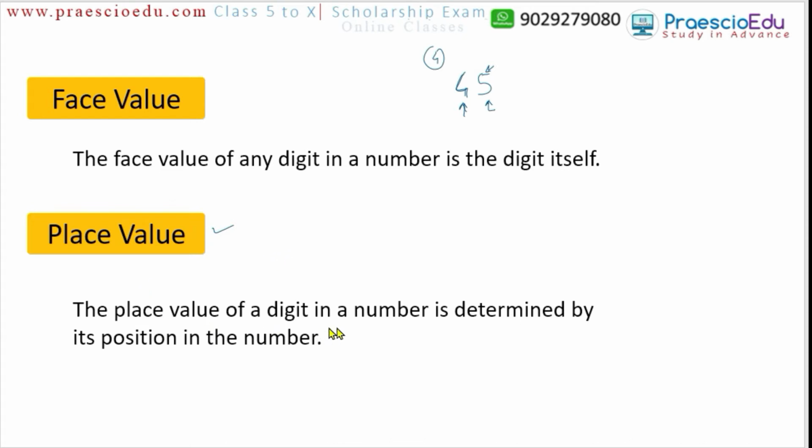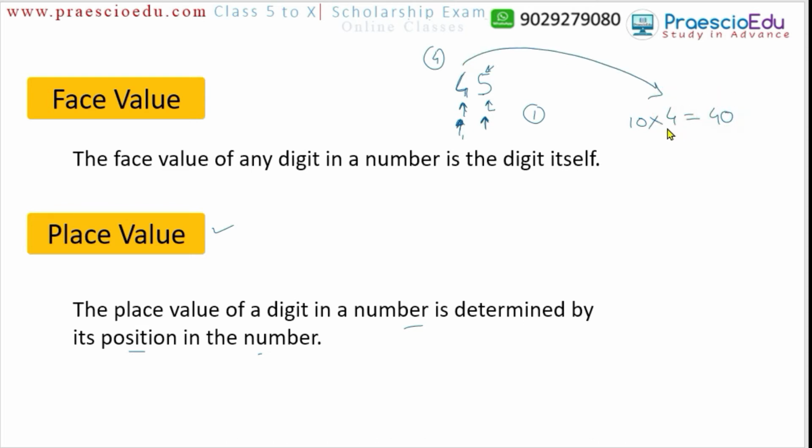Now what exactly is the place value? The place value of a digit in a number is determined by its position in the number. What is the position here? This is the unit place. Now here, what is the place value? The position is the tens position, and with the multiplication of this face value 4, the place value at this position is 40. The tens position means 10 multiplied by the face value 4. So what is the answer?